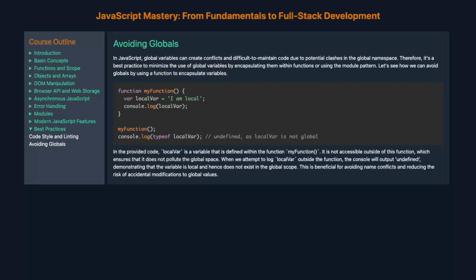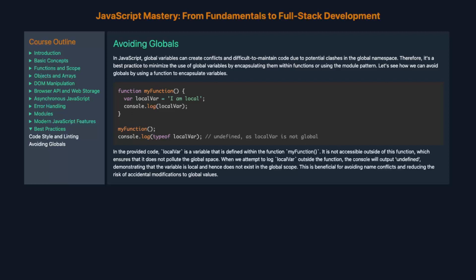Avoiding globals. In JavaScript, global variables can create conflicts and difficult to maintain code due to potential clashes in the global namespace. Therefore, it's a best practice to minimize the use of global variables by encapsulating them within functions or using the module pattern. Let's see how we can avoid globals by using a function to encapsulate variables.